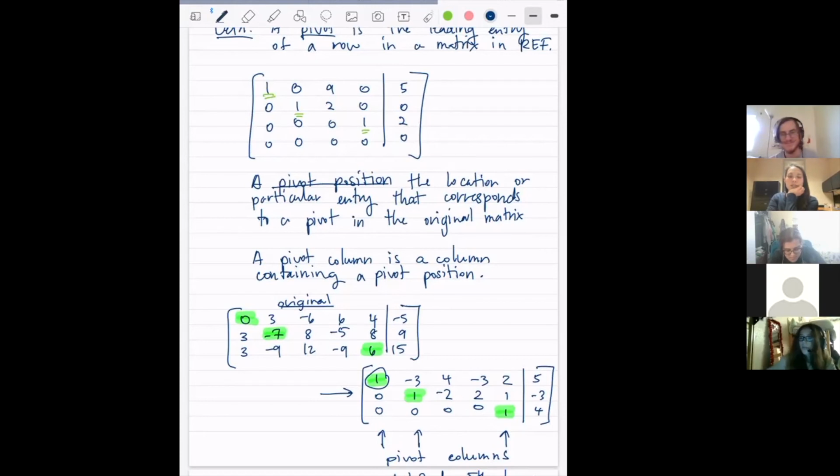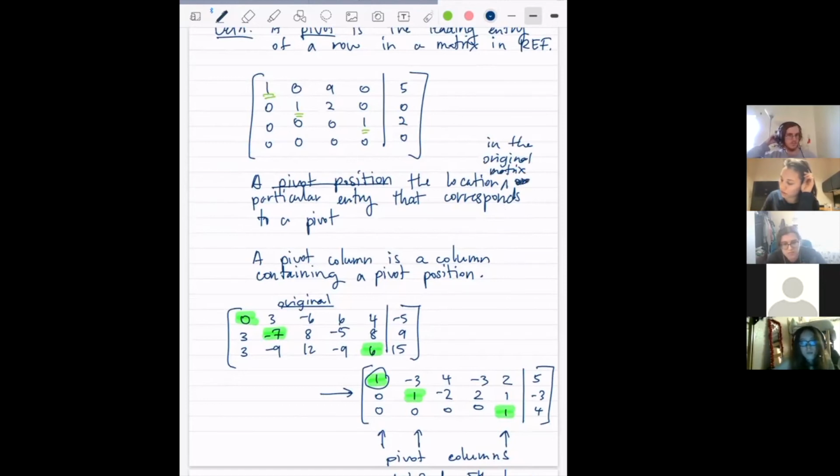Would it be accurate to say that a pivot position is a discrete object from a pivot? They just happen to be where pivots are located on the REF, but they're almost separate entities. You're considering them separately, but there is a correspondence, right? There's a relation. Yeah. So the position is the location in the original matrix.